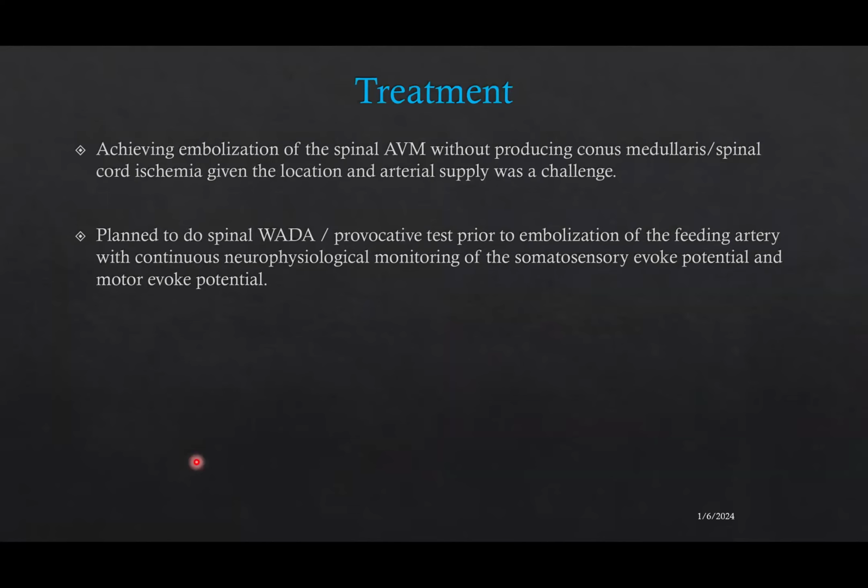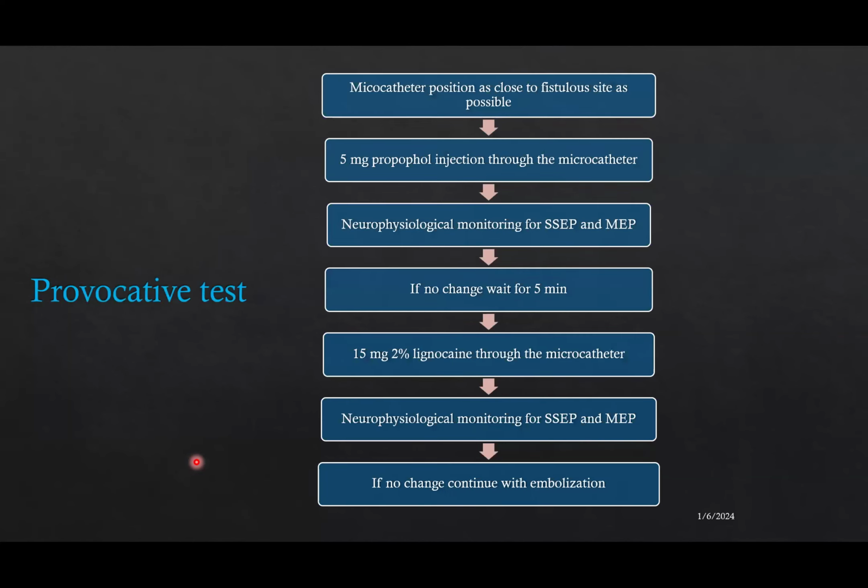The provocative test was thought of because we wanted to completely embolize the AVM in a staged manner, so that during the embolization we could at least pick up if there was any lack of blood supply or occlusion of the vital vessels, or any clinically significant loss of vital function. So this is how we went through.